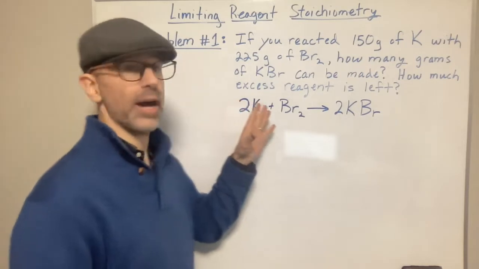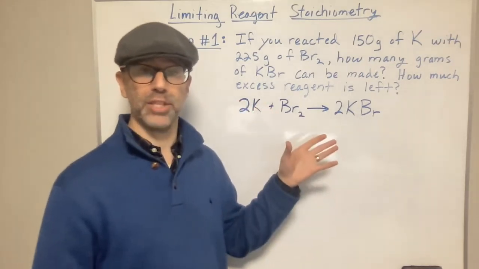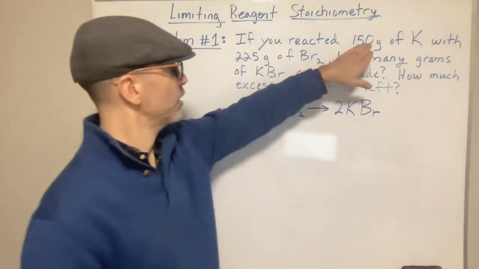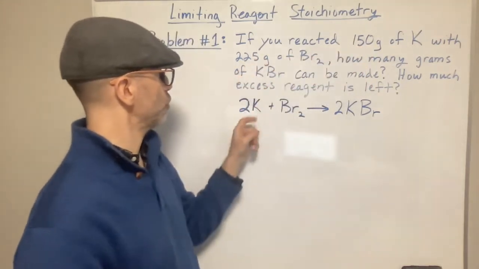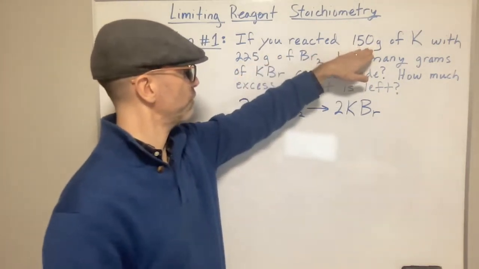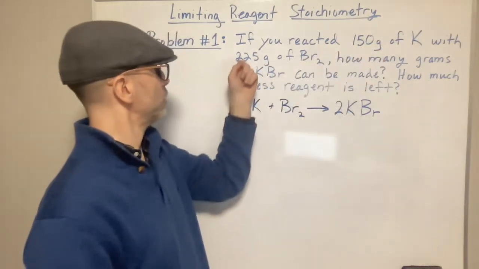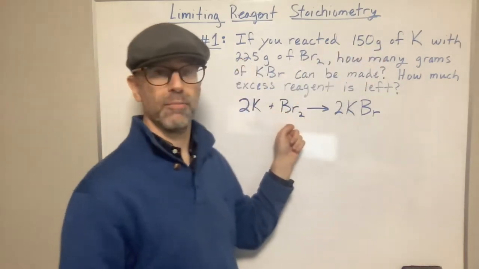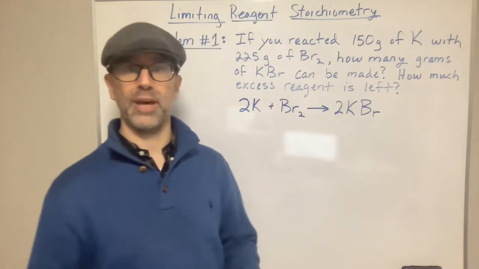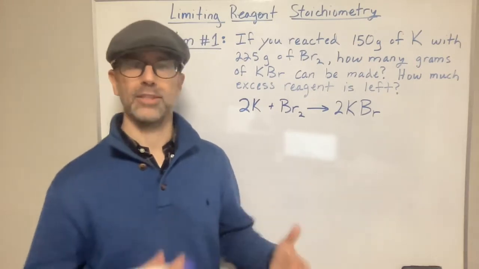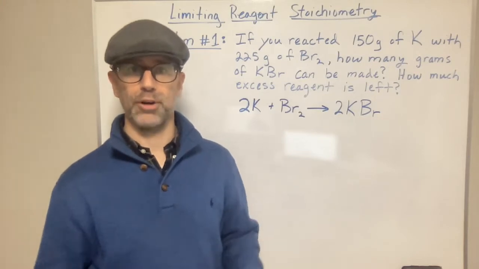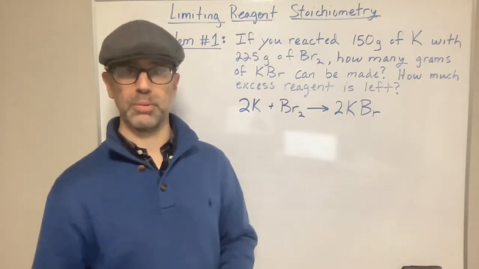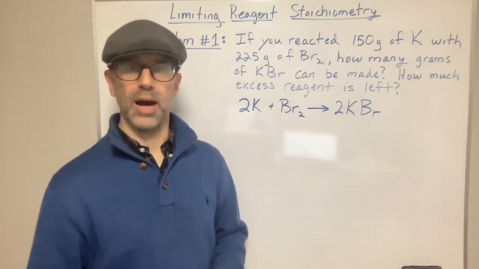But you can also identify this as a limiting reagent problem because they're giving you two different amounts of your two reactants. They're giving you 150 grams of potassium and 225 grams of bromine. So you can't assume that everything's going to react all together and 100%, right? So you've got to figure out which one of those is the limiting reagent, if there is one.